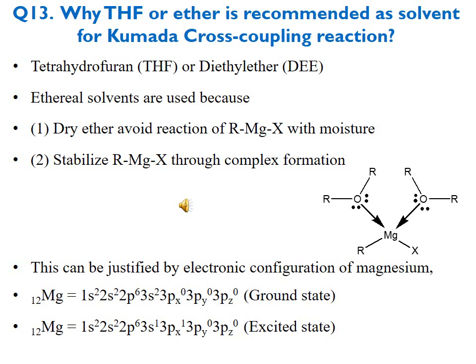And then the two p orbitals, py and pz, are empty here, which can accept the lone pair of oxygen, or oxygen from ether molecules can coordinate in these empty orbitals of the magnesium.